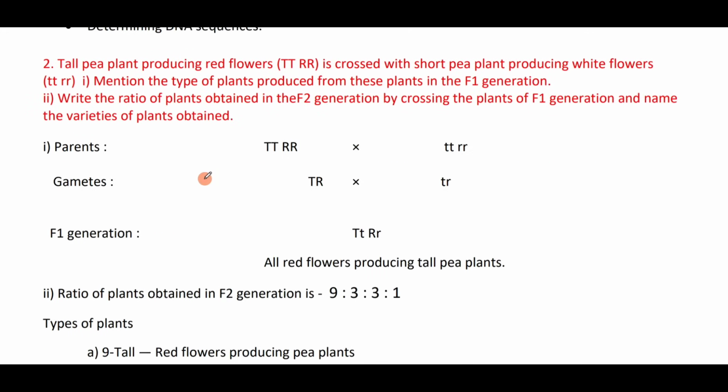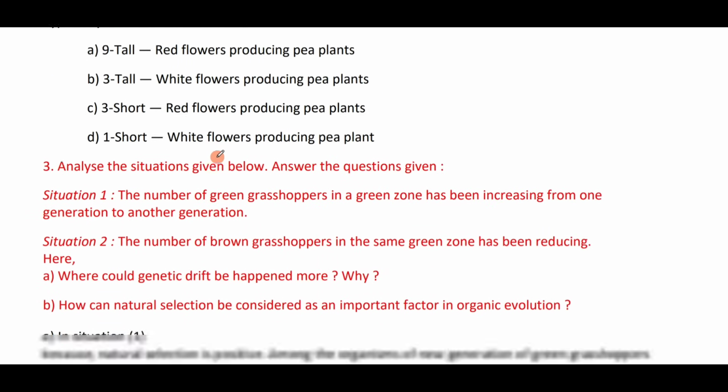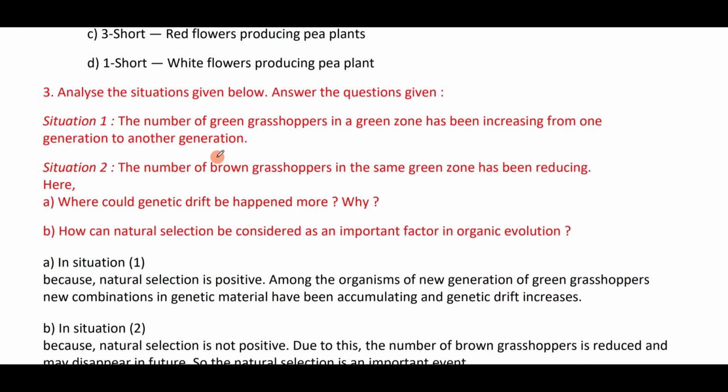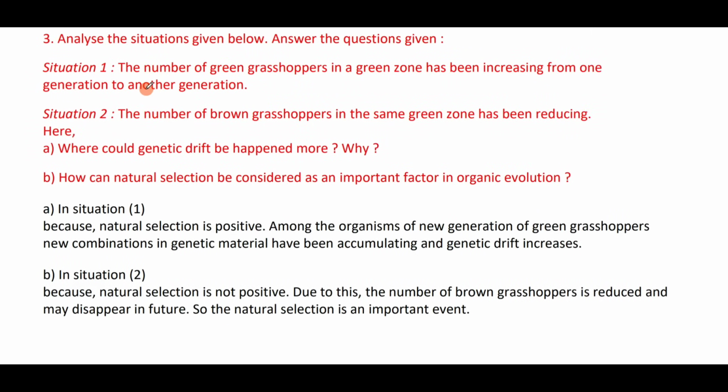Dihybrid cross experiment for 4 marks. Do practice well. Analyze the situation given below. Situation 1: the number of green grasshoppers in a green zone has been increasing from one generation to the next because natural selection is positive among the organisms of the new generation.